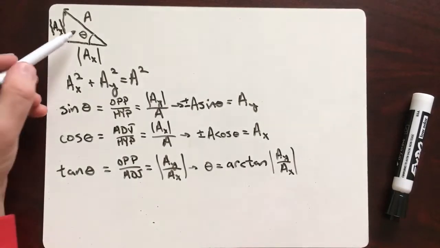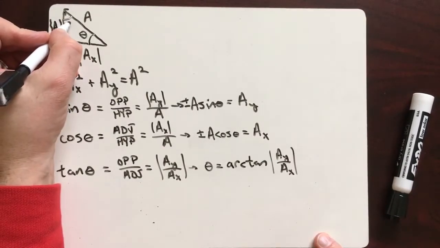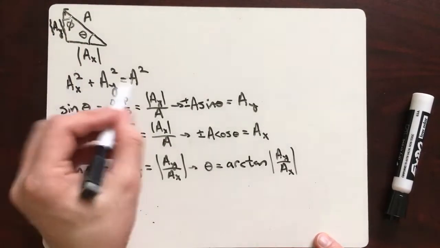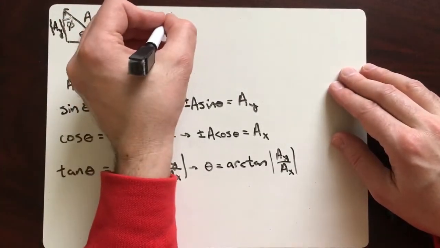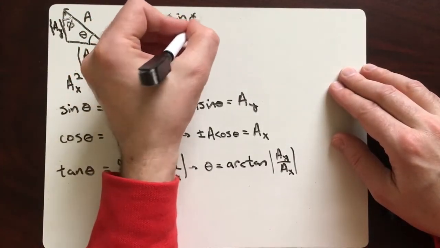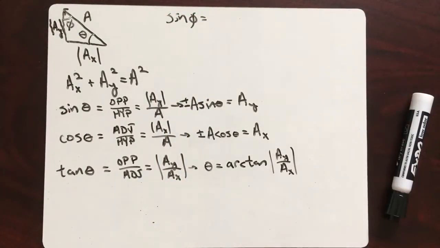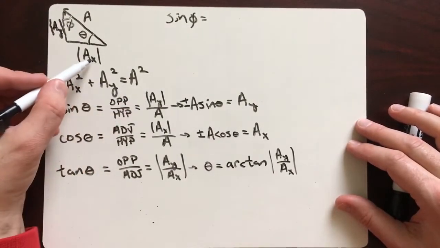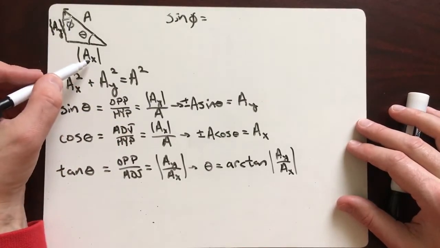Now I did all this for the angle theta, which is the angle relative to the horizontal. We could also do it for the angle phi, which is the angle relative to the vertical. That doesn't change the Pythagorean theorem, but it does change our trig functions. Not too much. You'll see they look very similar. If I do the sine of phi, now I'm always doing opposite over hypotenuse, but the opposite is now the x component. Before it was the y component when we did theta, but with phi, the opposite is the x component.